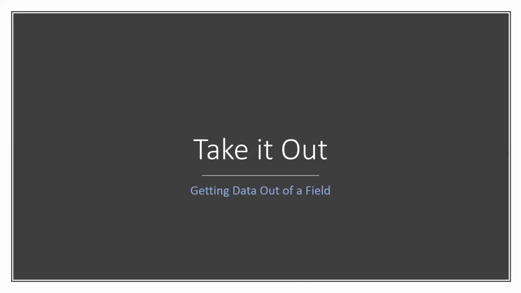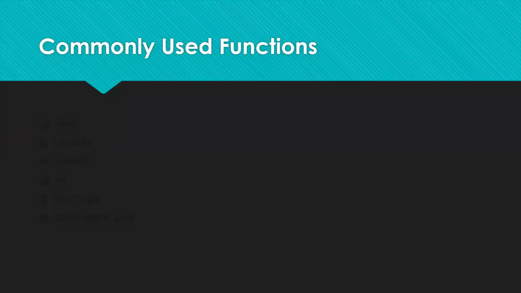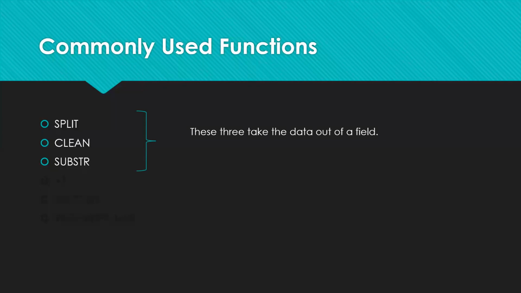So when we take data out of a field, we use mainly functions, and these are some of the functions we often use. Firstly, we have the split function, then we have the clean function and the substring function. In fact, those three functions are the only ones that we can use to take data out of an existing field. Those are the only three. Any other functions or tools we might use are purely there to help us along the way.